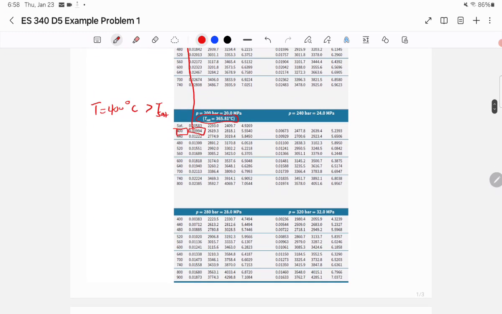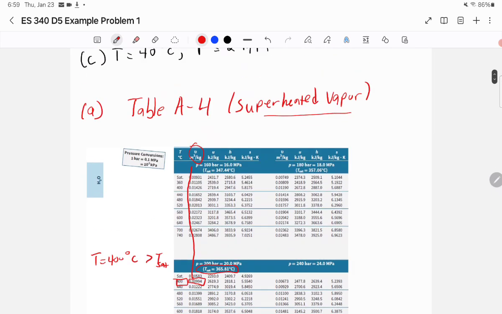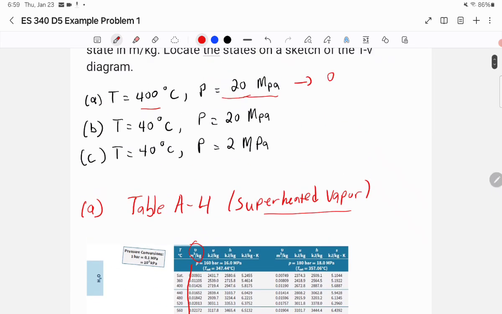So the answer here is 0.00994 meters cubed per kilogram. Okay, very good. Now part B.